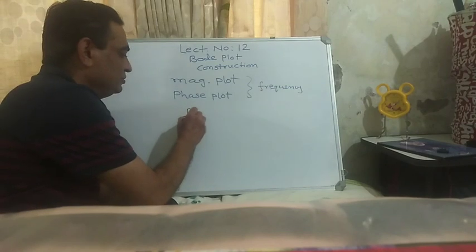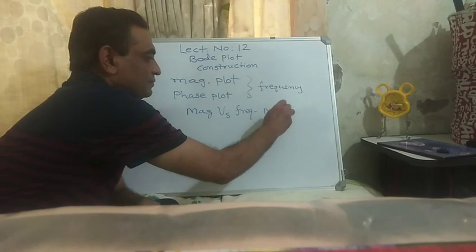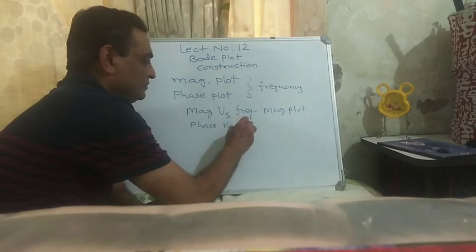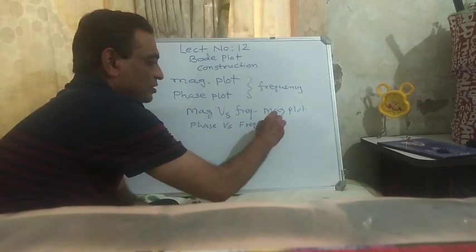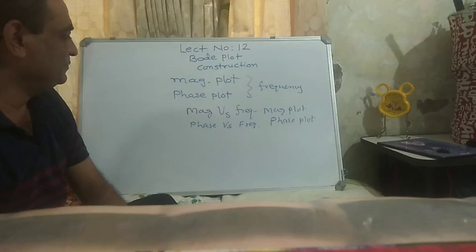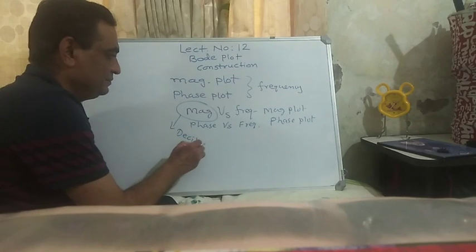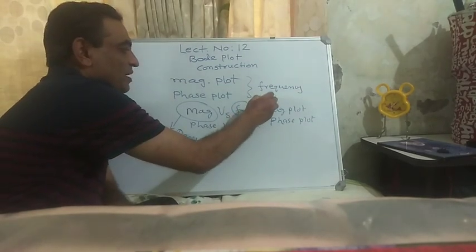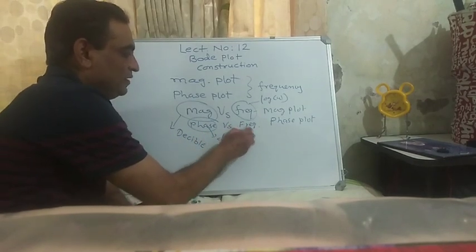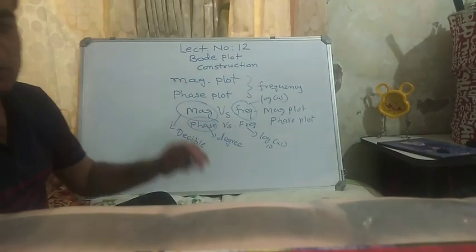So magnitude versus frequency is the magnitude plot, and phase versus frequency is the phase plot. And note down the units. The magnitude unit is decibel. The frequency is in log of omega. The phase is in degrees. Frequency again is in log of omega. The base is 10. This is what we have discussed.